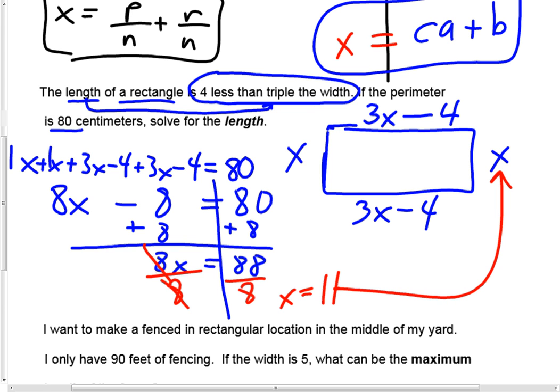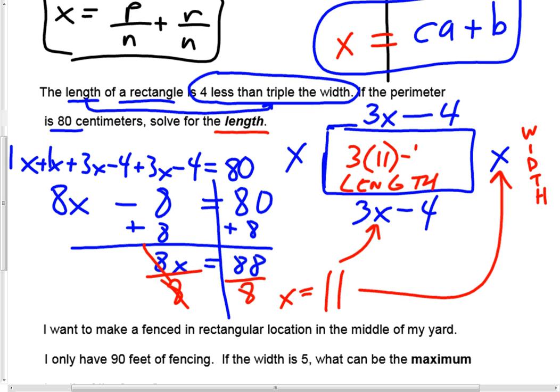What is x? No. What is this called? The width. That's the width. This is the length. So have I answered the question yet? I need the length. So what do I have to do with this 11? I have to put it into here. What is 3 times 11 minus 4? 29. That is our answer.